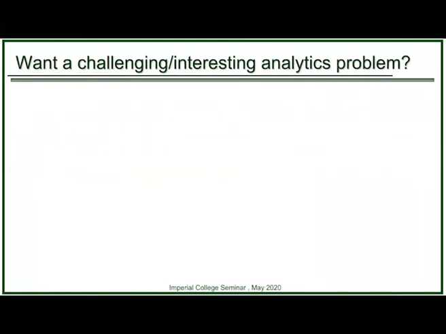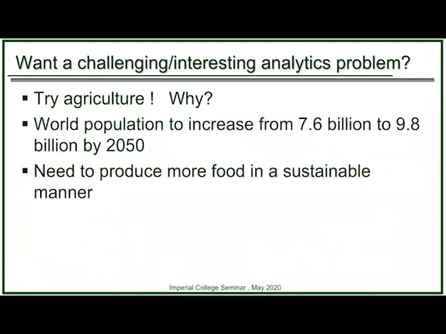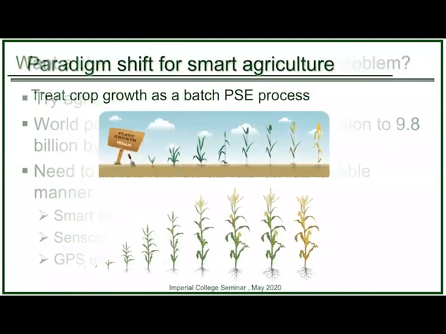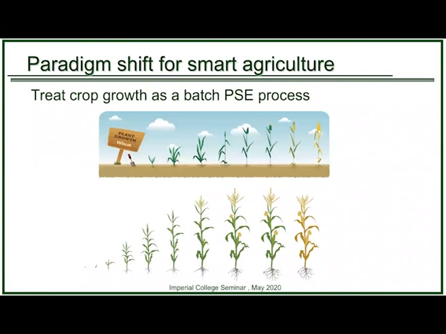I don't know if I have time. I just wanted to pitch to the younger listeners, if there are some: if you want a challenging, interesting analytics problem, try agriculture. Why, you might say? Well, the world population is supposed to increase from 7.6 to 9.8 billion. We'll need more food. And for that, we need smart irrigation to conserve fresh water, and we need sensors for soil moisture and nutrients. And for this, you need to treat crop growth as a batch process.